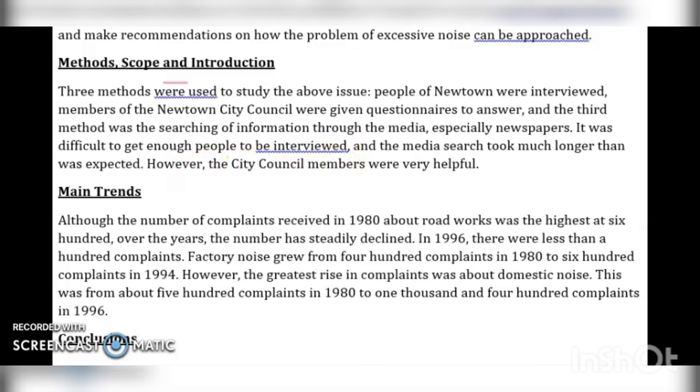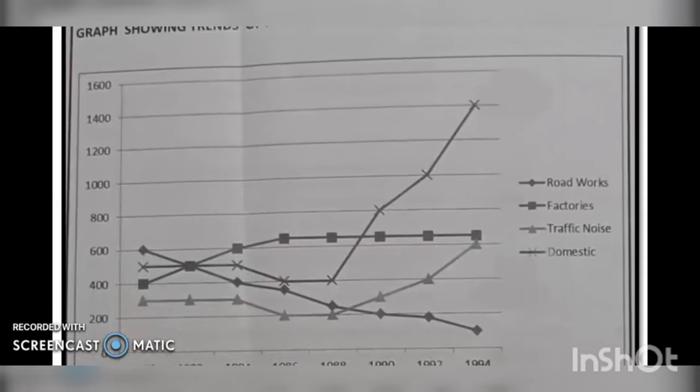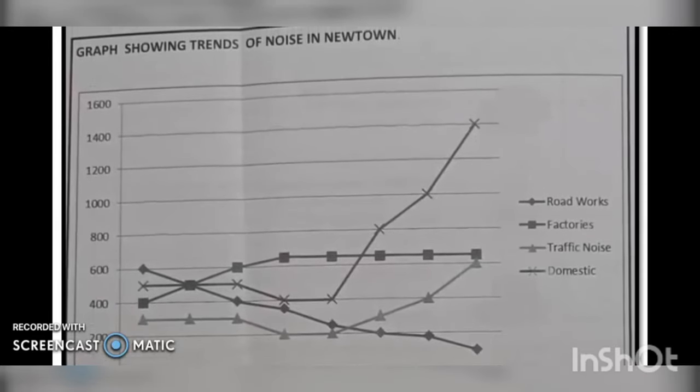Okay, students, you must be wondering, where is all of this written in our graph? That people were interviewed, that you got the information from the newspaper, etc.? That's where your common sense comes in. So obviously, if you're going to make this graph showing all of this information, you have to gather your information from somewhere. You can't just pull it out of thin air. So that's where your project skills come in. How did you get your information to complete your project?